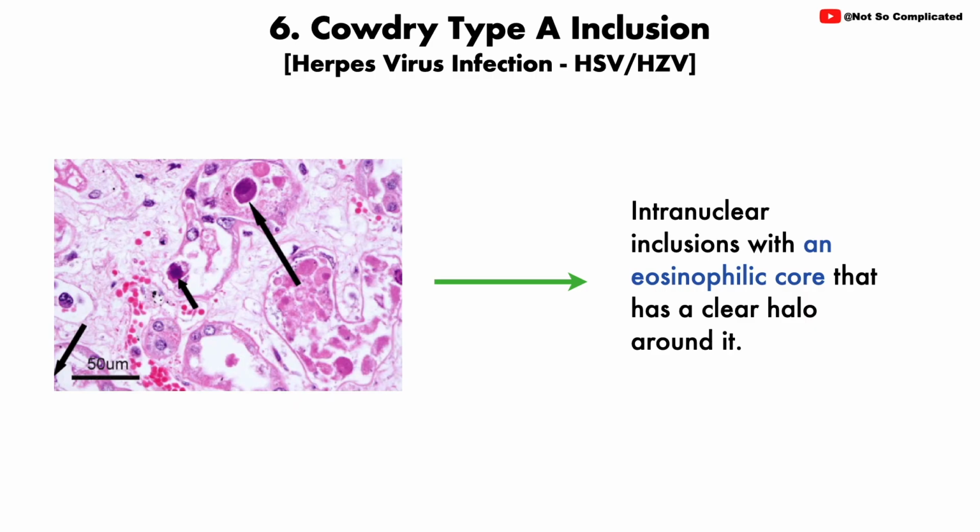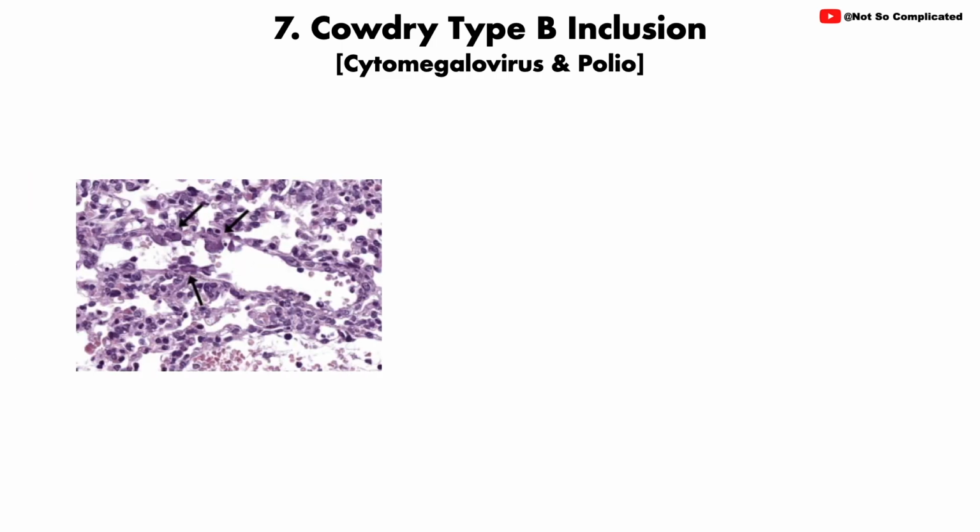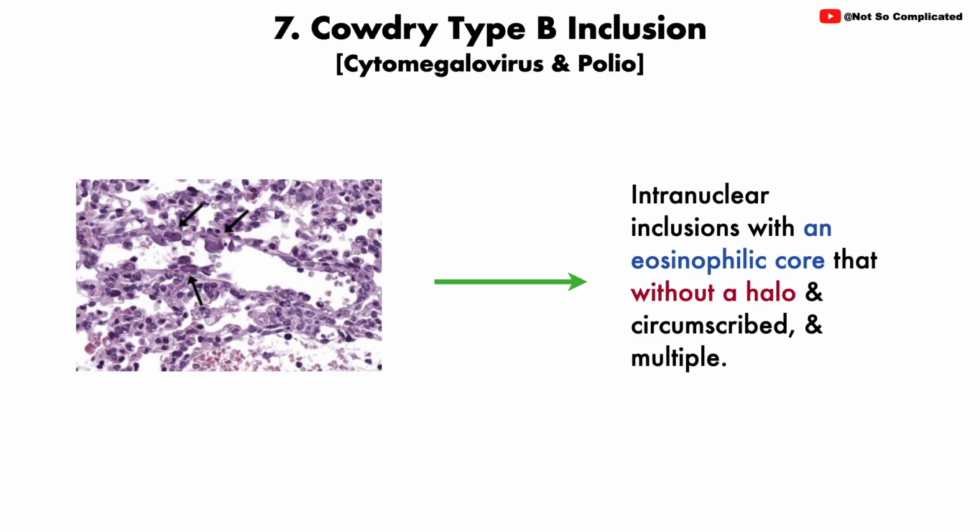All right, so we have Cowdry type B inclusion. They are present in cytomegalovirus and poliovirus infection, and they look like this, and they don't have a clear halo around it. Otherwise it is very similar to Cowdry type A. So intranuclear inclusions with an eosinophilic core, without a halo, circumscribed and multiple.